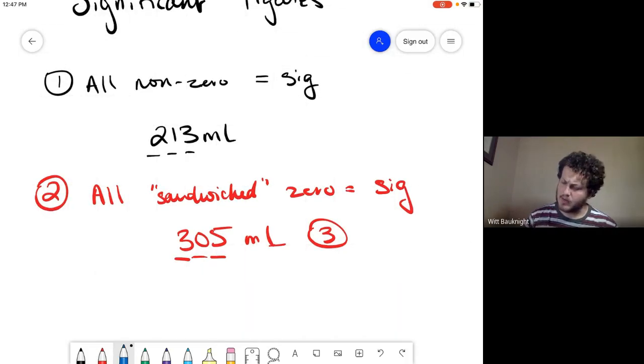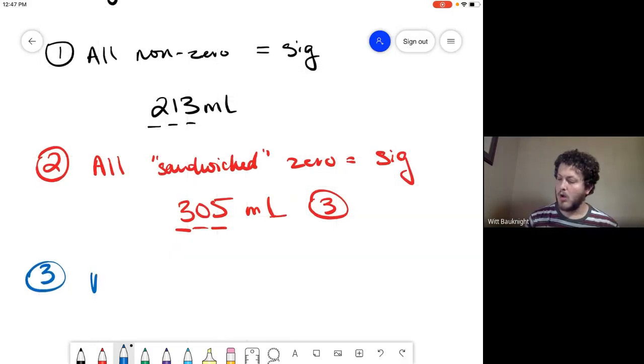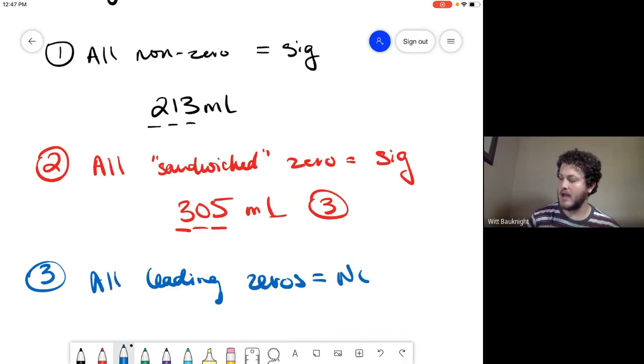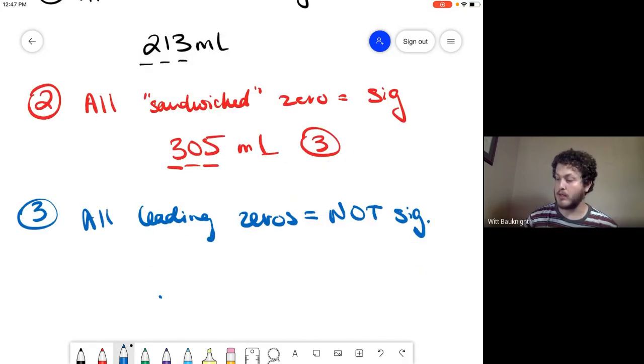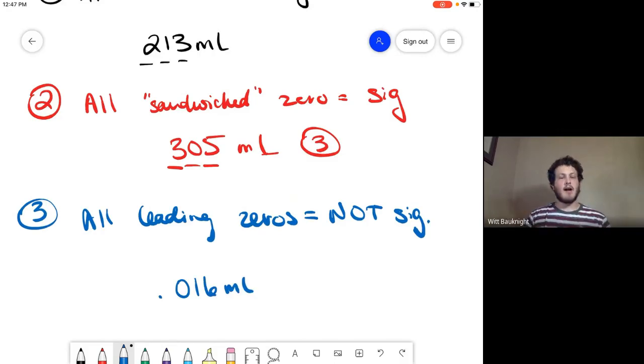Now let's talk about rule number three, where people start to get a little fuzzy. All leading zeros are not significant. What do I mean by that? Well, let's say we had 0.016 milliliters, a very small amount. That 1 and the 6, those are both significant. There's no debating that. Now let's talk about this zero.